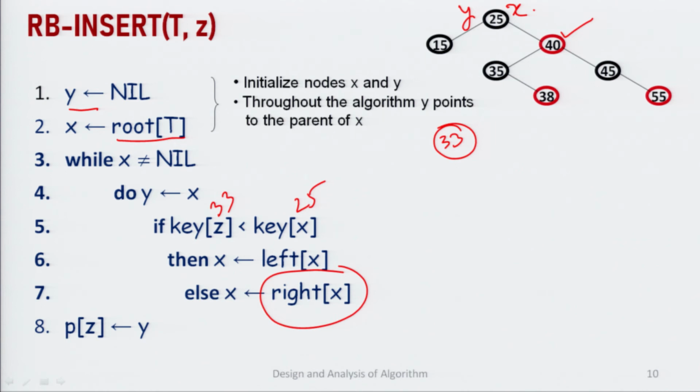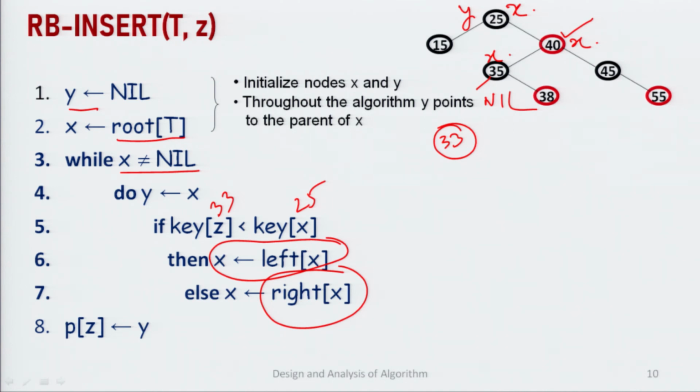Now, again it will come to the while loop, x is not nil, yes, now this has become x. Now, 33 is compared with 40. So, 33 is less than 40, yes, now it will go to the left side of x. So, x was 40, so now 35 will become x. So, this is how this while loop works, and finally it reaches 35. Now, the value of 33 and 35 are compared, yes, now the left of x is what? Left of x is equal to nil. Now, it comes here, the while loop condition gets false, and it comes out from this while loop.